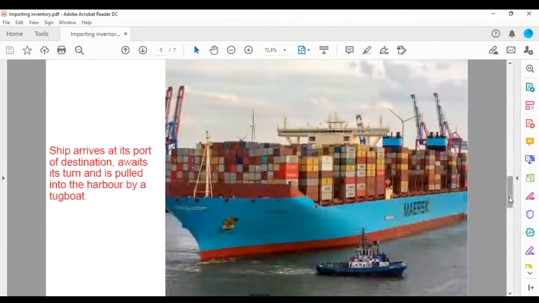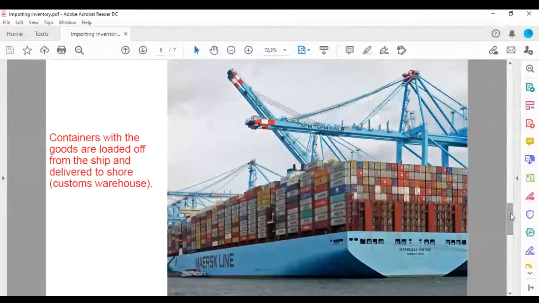Okay, so eventually, I know that I'm reusing the same photograph, it's just to illustrate the point. Eventually the ship arrives at its port of destination. It remains just outside of the harbour for a while until its turn comes to dock, and then it will be pulled into the harbour by a tugboat, and they will dock the ship. And then clearly, ladies and gentlemen, the goods will have to be loaded off from the ship. I know I'm reusing the same picture as before, but it is just to illustrate the principle again.